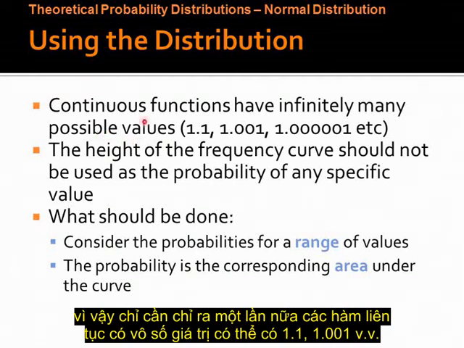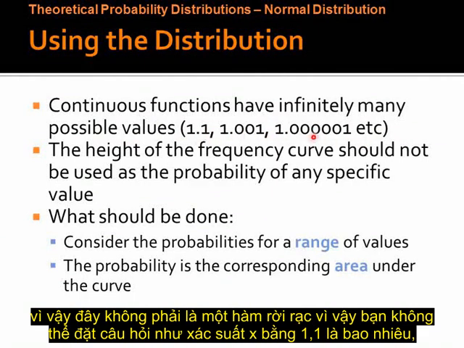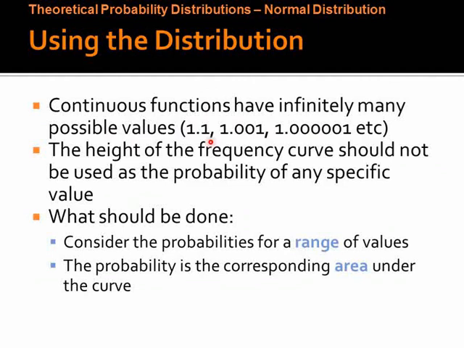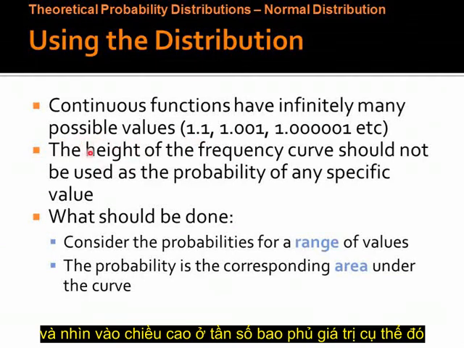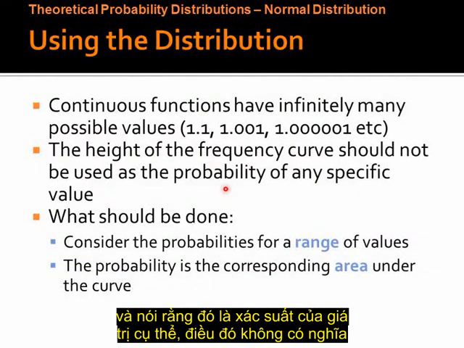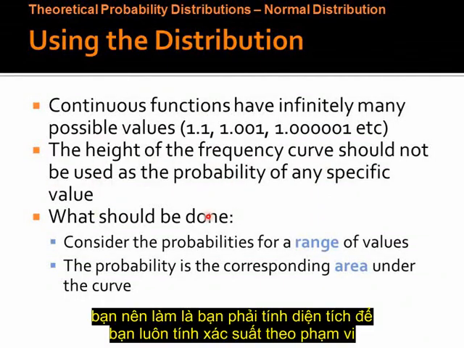So just to point out again, continuous functions have infinitely many possible values: 1.1, 1.001, and so on. This is not a discrete function, so it's not possible to ask a question like, what is the probability of x equals 1.1? It doesn't make sense. You cannot use a single value and look at the height of the frequency curve at that particular value and say that's the probability of that specific value. What you should do is calculate the area. So you always calculate probabilities in terms of ranges.